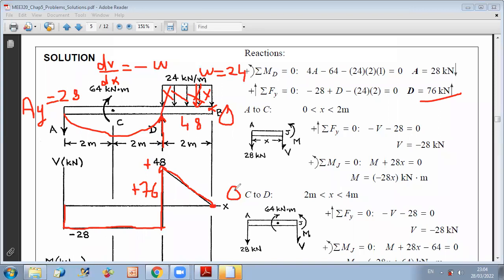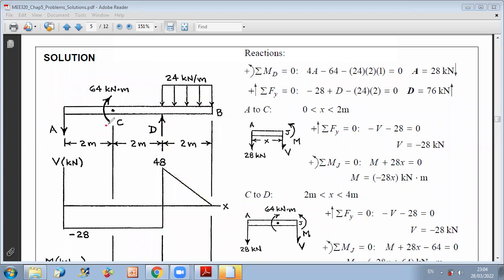If you want to use the section method here, we just need to do 2 sections. Why only 2 for shear? Because a couple will not affect shear. Okay, it will affect the bending moment. And of course, it will affect shear indirectly through the values of reactions. Whenever you have a couple, the reactions will be affected. But if you look at the shear diagram, you don't see the effect of the couple.